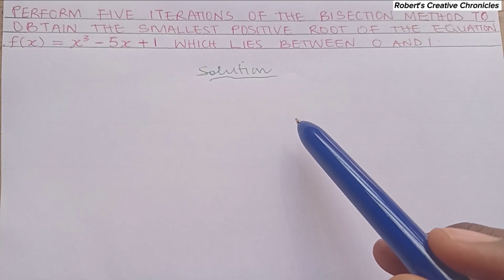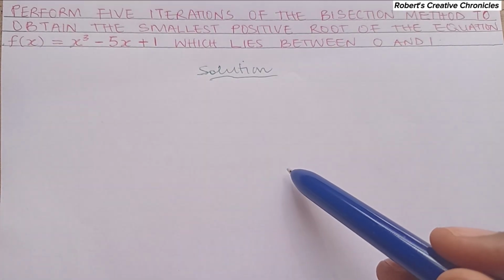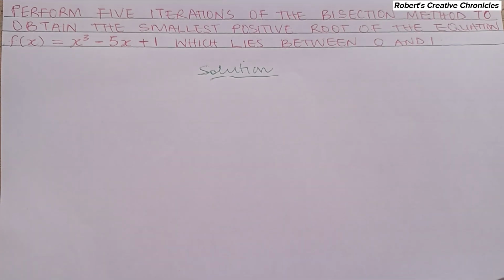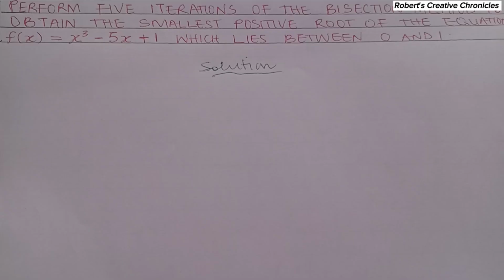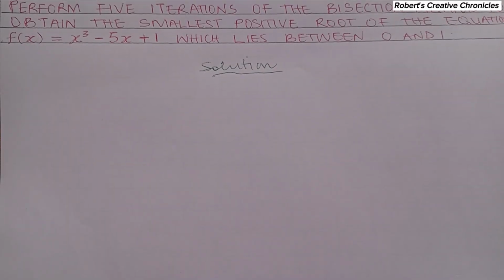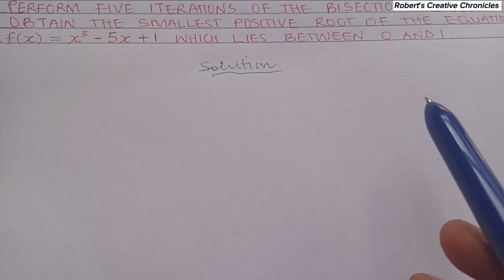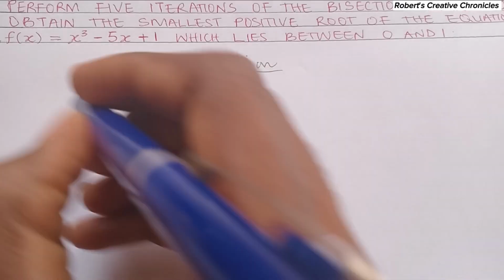This bisection method is based on the repeated application of the intermediate value theorem. So we are going to be applying the intermediate value theorem to do the iterations. Now let's start. We have to do 5 iterations, and they have already given us the interval, which lies between 0 and 1.